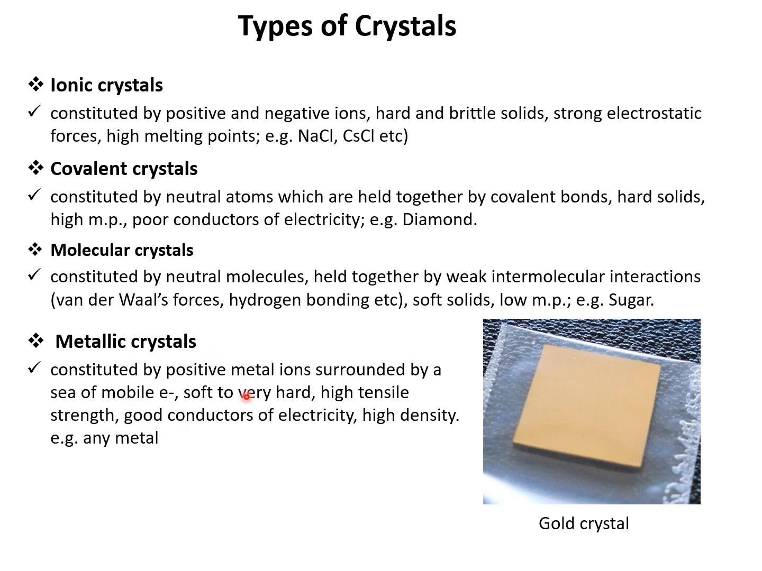Metallic crystals: ions held by a sea of mobile electrons. Soft to very hard, high tensile strength, good conductor of electricity, high density. Since the name itself is metallic crystal, the example will be any metal.